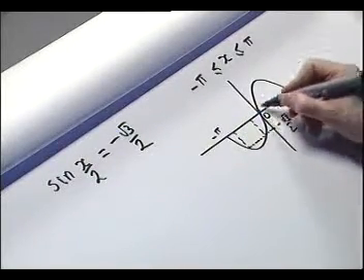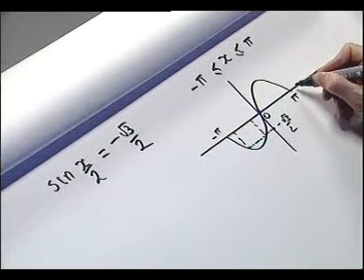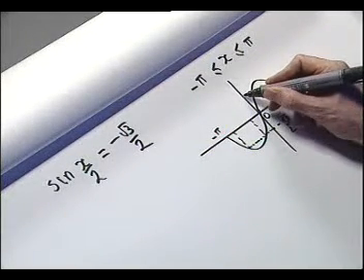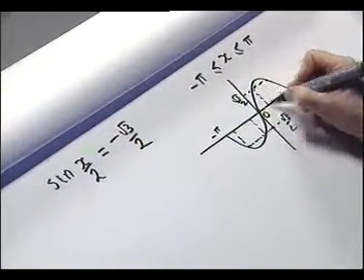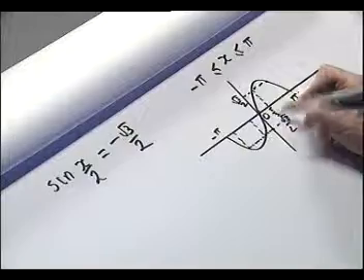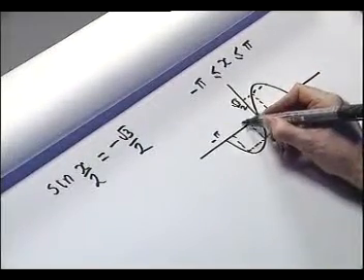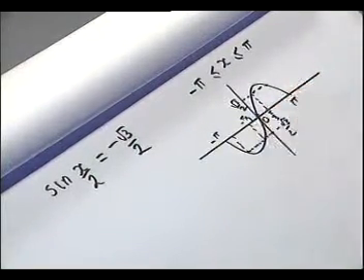Now this curve is symmetric with this one. So if we know that at plus root 3 over 2 this one was pi by 3, then we know that this one must be minus pi by 3.